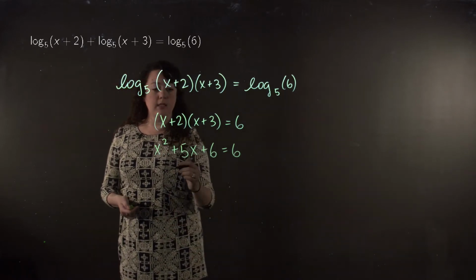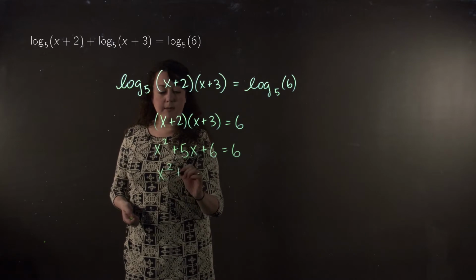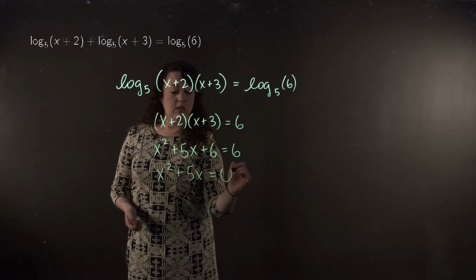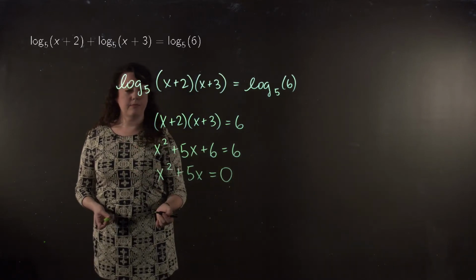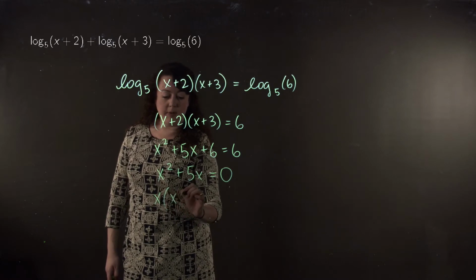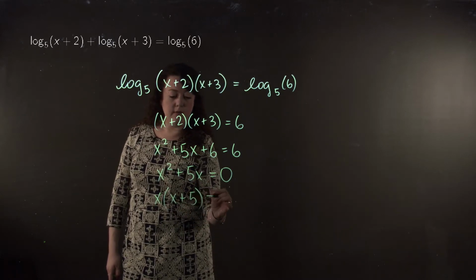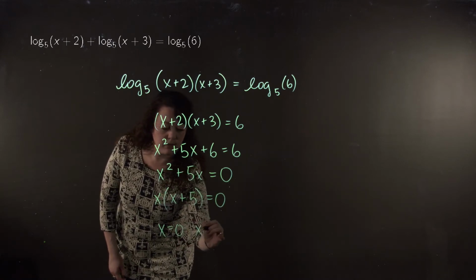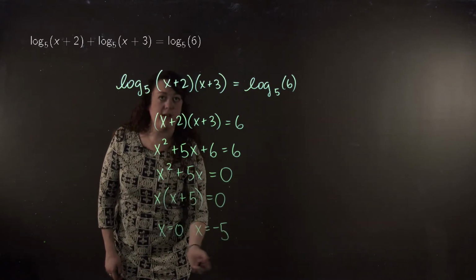All right, move the 6 to the other side. So now I have x squared plus 5x, 6 minus 6 is 0, equals 0. All right, factor it. So x can come out, leaves me with x plus 5. So my two potential answers are x equals 0 and x equals negative 5.